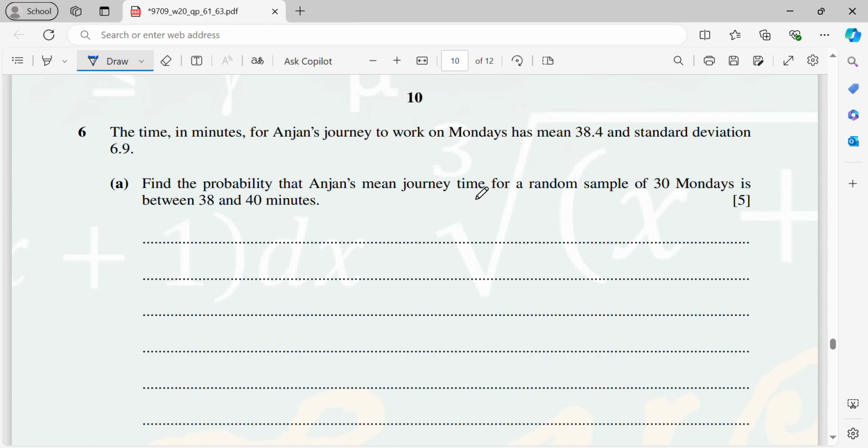Now, question number 6. The time in minutes for Anjan's journey to work on Mondays has mean 38.4 and standard deviation 6.9. A. Find the probability that Anjan's mean journey time for a random sample of 30 Mondays is between 38 and 40 minutes. So this is the distribution of the mean, right? So I will write X bar is normally distributed with mean 38.4 and variance 6.9 squared over 30.